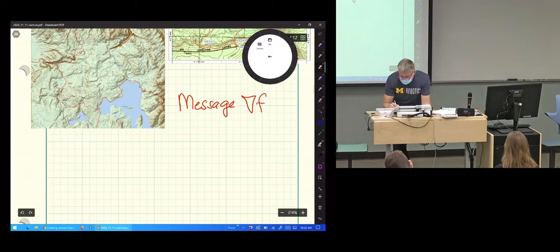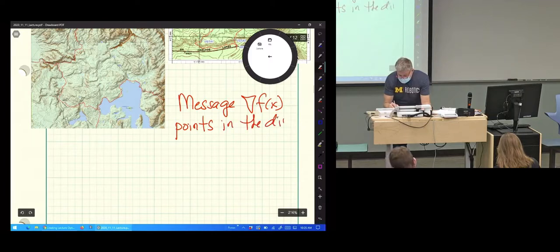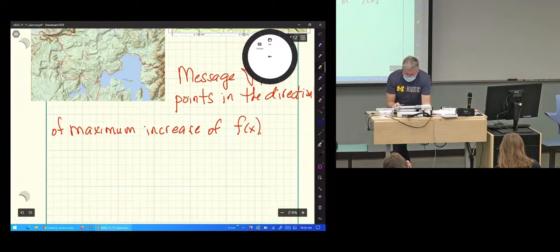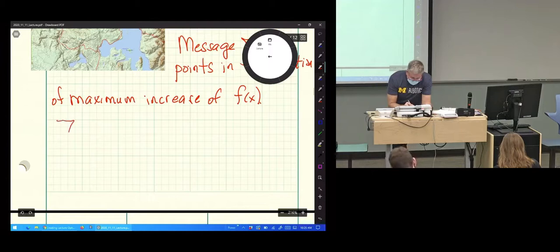Grad f of x points in the direction of maximum increase of f of x.